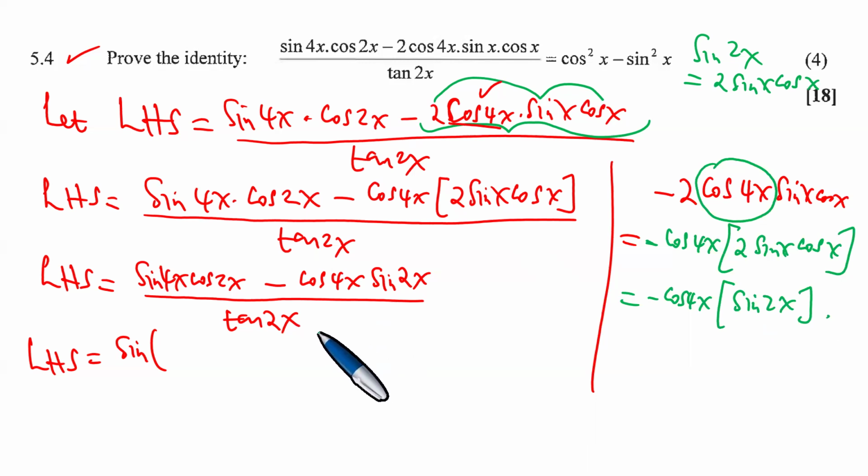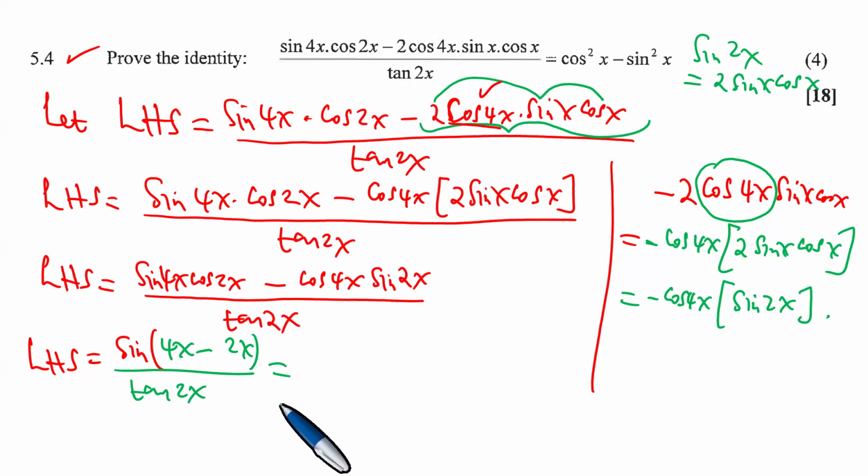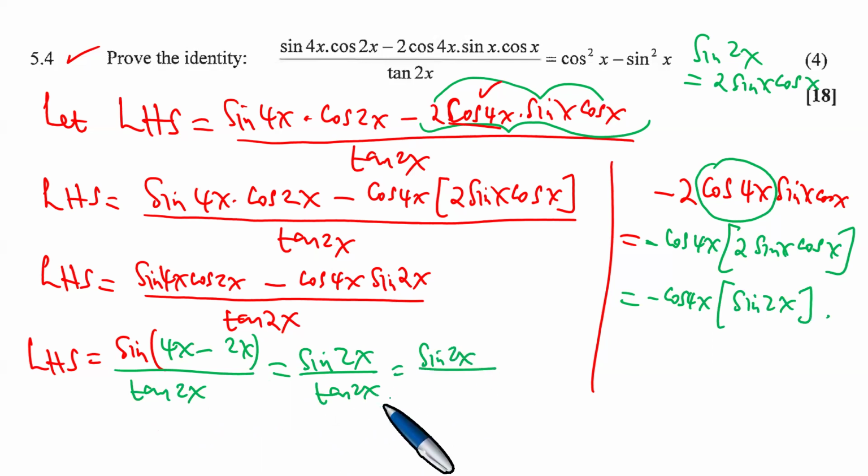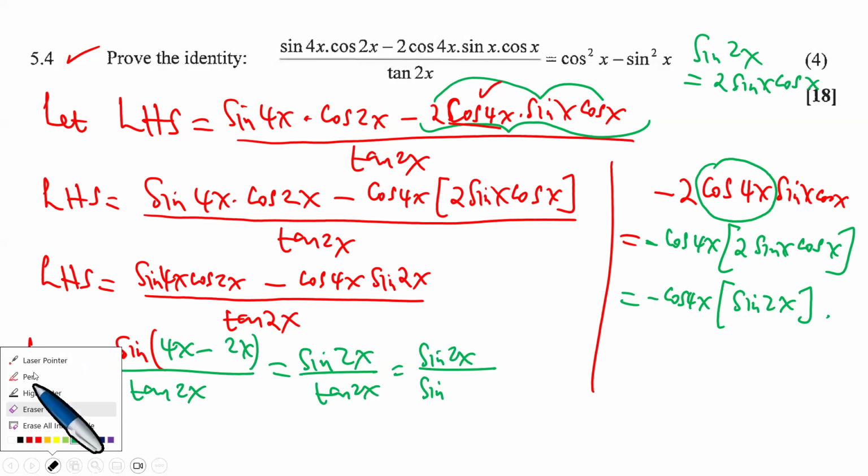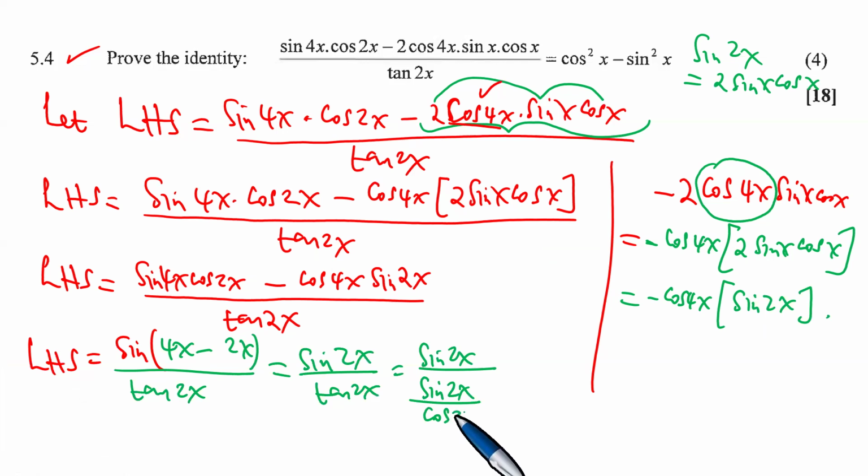Try to think about it. Now this one is a nice compound angle formula. What is the compound angle formula for sine of A minus B? So sine of 4x minus 2x, all over tangent of 2x. What is 4x minus 2x? It's 2x. The tangent of 2x is exactly the same as the sine of 2x over cosine 2x for the denominator.